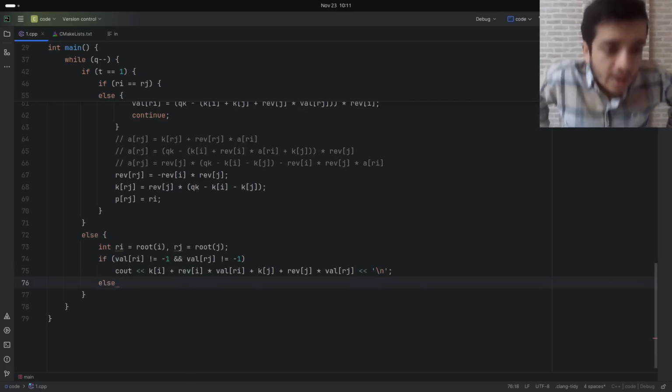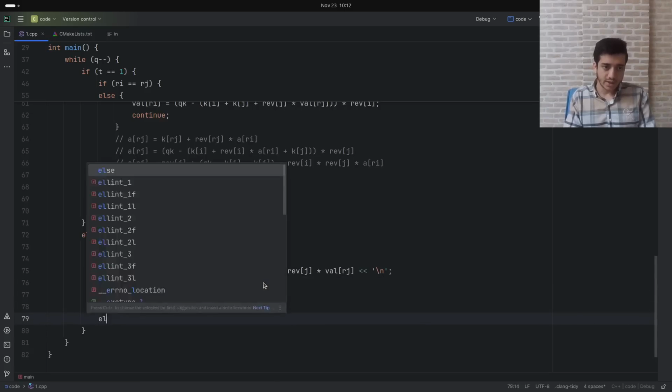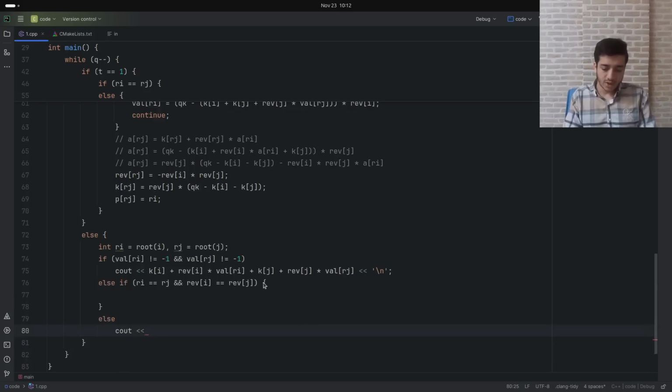Else if ri is equal to rj, and also their revs should be equal. So rev I is equal to rev j. If that's the case, we can find. Otherwise, the answer is -1. And that's it. We are finishing that. I hope so.